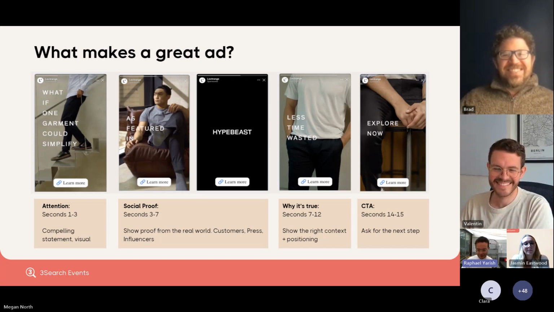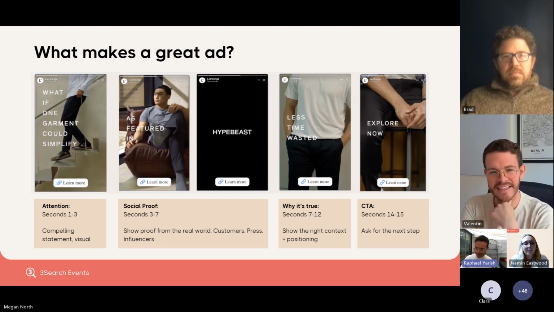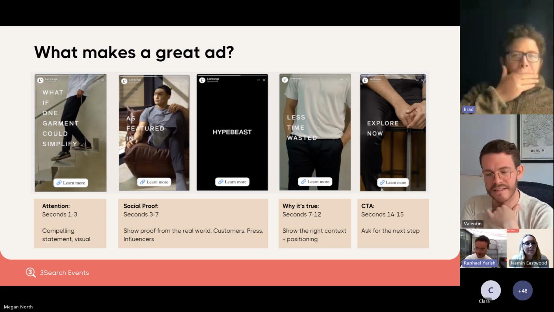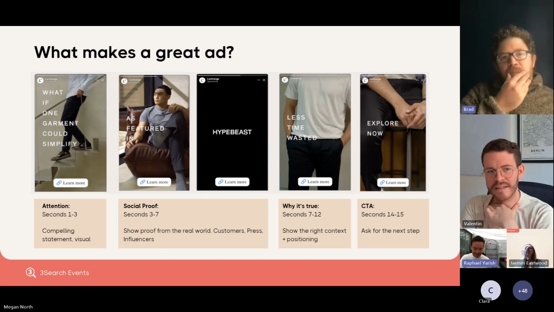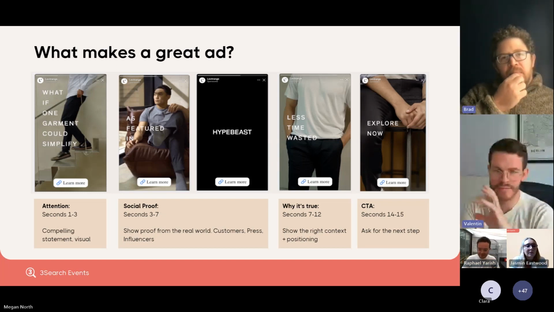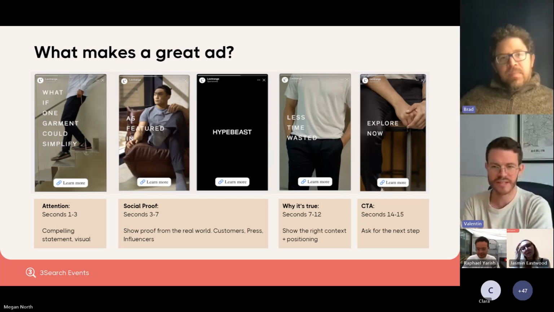And in terms of the CTA, I don't have to go into that one. And then the "why it's true", I don't actually get that. What is this saying exactly? It's the benefits of this product, or why you should get it, why it's actually real? Yeah, why it does simplify your life. So you're wasting less time, making fewer choices, and all that kind of angle.